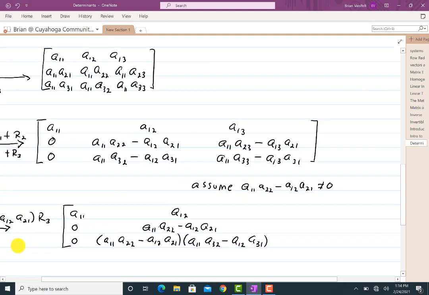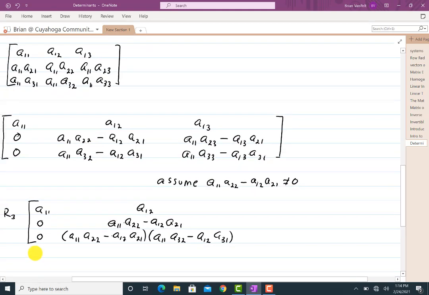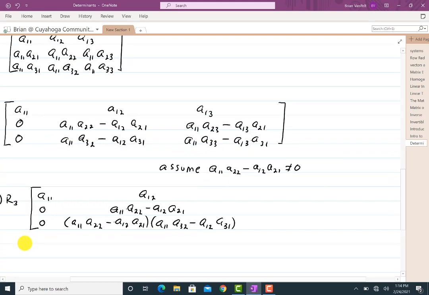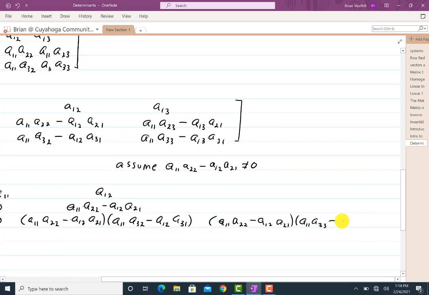And then let me give myself a lot of space over here for the last one. The thing I multiplied by was the A11, A22 minus A12 times A21, times whatever was left in there, A11, A33 minus A13 times A31. And then let me go ahead and put the rest of the column here.